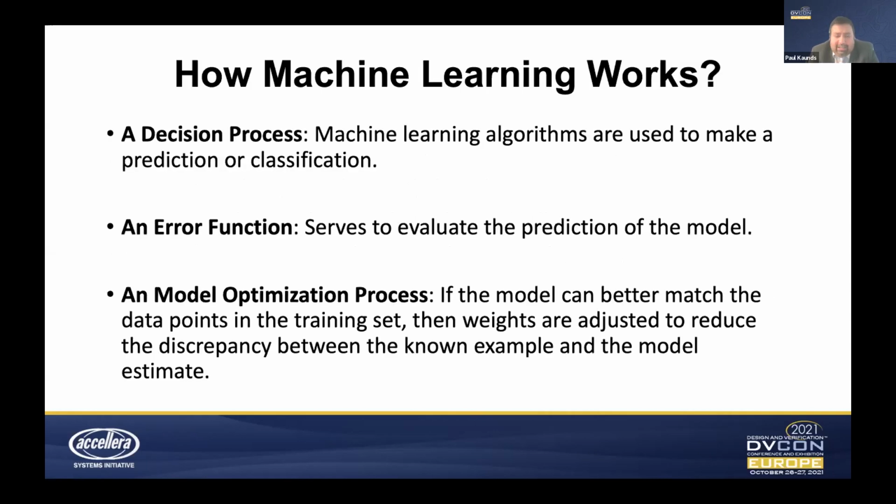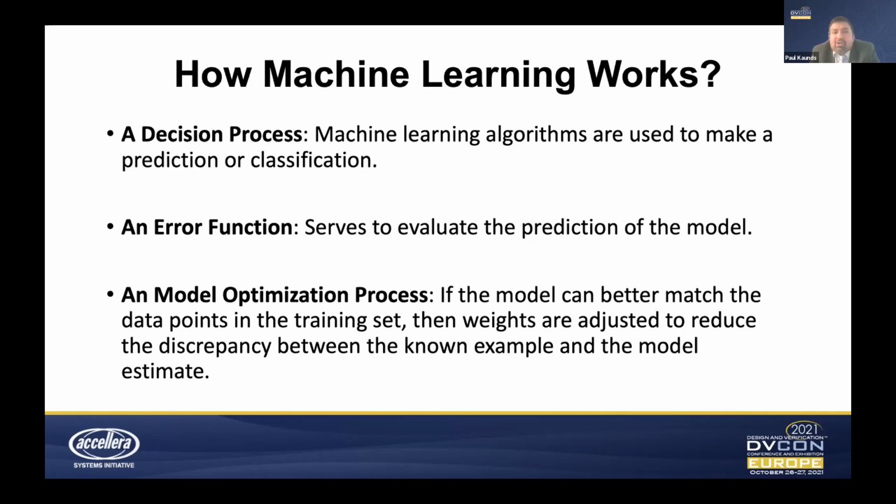How machine learning works. Decision process. Machine learning algorithms are used to make a prediction or a classification. There's a decision process. It's nothing but, in simple programming language terms, if-else statements, case statements, various branching statements. It's decision making based on certain conditions. These machine learning algorithms are used to make a prediction or a classification.